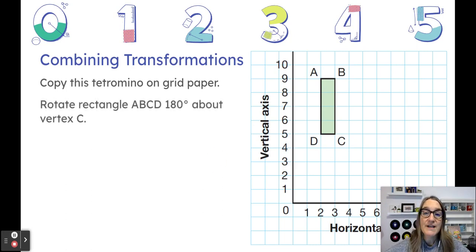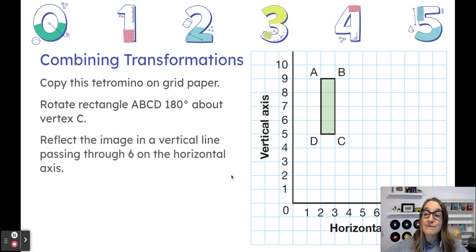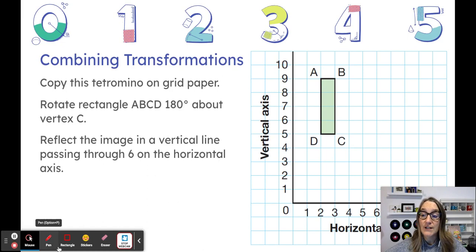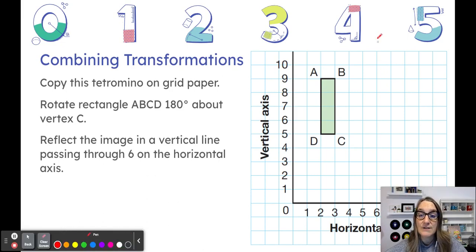So we are going to rotate our tetromino, or we can also call it rectangle ABCD, 180 degrees about vertex C. That is your first transformation that you're going to do. Now, remember at the beginning, I said this was all about combining transformations. So get ready for a second transformation. Once you have rotated rectangle ABCD 180 degrees about vertex C, and you have drawn and labeled the image, now you're going to reflect the image in a vertical line passing through 6 on the horizontal axis.